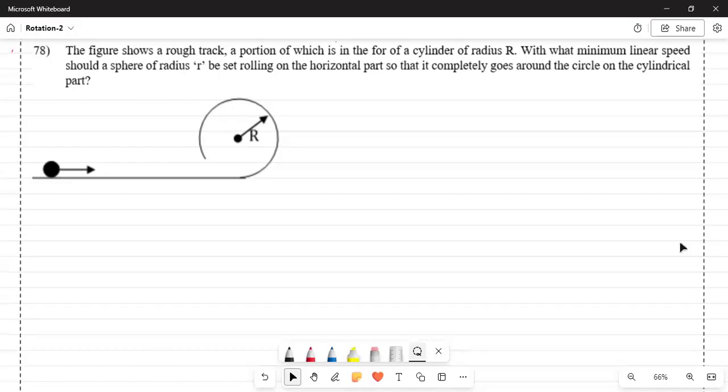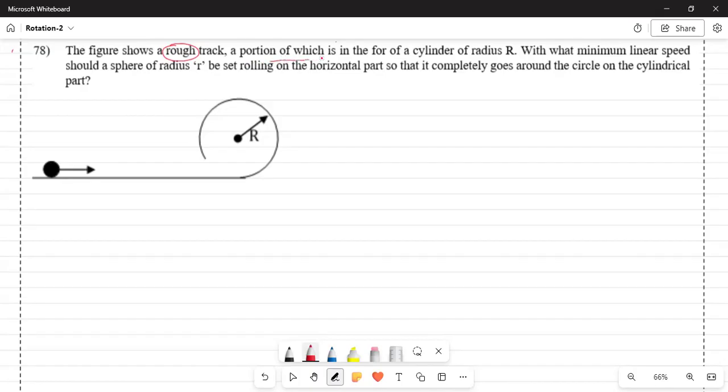We take up problem number 78 of your textbook. Here the diagram is very clear. The figure shows a rough track. Mind it, it's a rough track. That means this track has got friction so that the ball which is rolling over the track does not slip. I repeat, it does not slip. It only rotates.